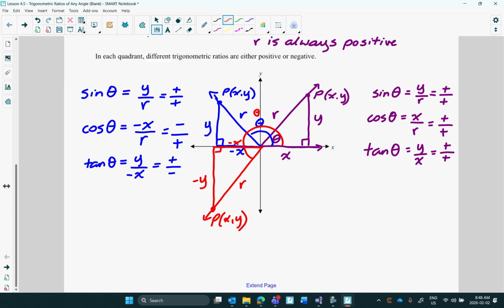So, our trig ratios, our sine this time is going to be negative y over r, opposite over hypotenuse, which is going to get me a negative answer. Okay? Which is why if you take the sine of any angle between 180 and 270, it's always negative. Same with cosine. It will be negative x over r, which is again negative over a positive, which is going to get you a negative answer.